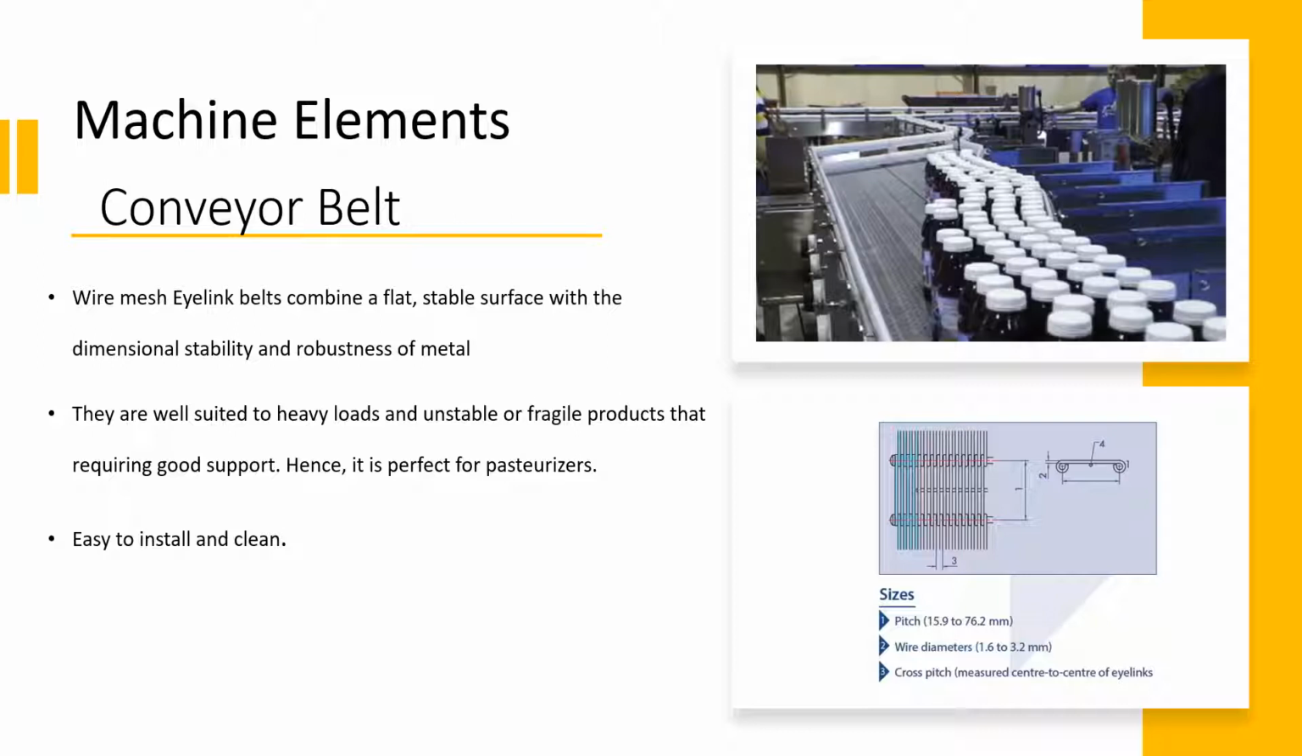So from the picture that shows in the slide, we can see how the wire mesh eye-link belt looks like. And normally for the size of it, the pitch will be ranged within 15.9 to 76.2 millimeter, and the wire diameter is ranged within 1.6 to 3.2 millimeter. Cross pitch is measured center to center of eye links.